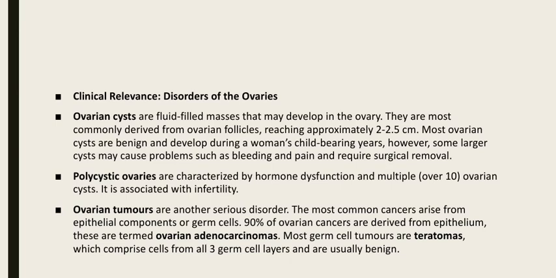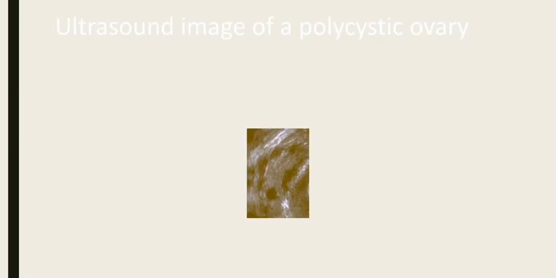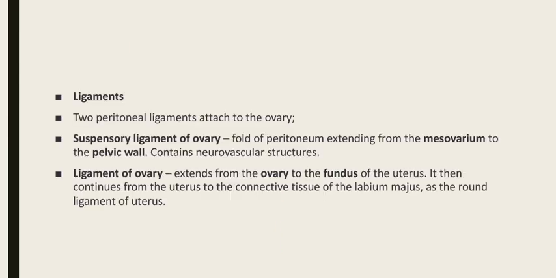Polycystic ovary. It is characterized by hormone dysfunction and multiple ovarian cysts. It is associated with infertility. Ovarian tumors. They are another serious disorder. The most common cancers arise from the epithelial components or the germ cells. 90% of the ovarian cancers are derived from the epithelium. These are termed ovarian adenocarcinoma. Most germ cell tumors, or teratomas, comprise cells from all three germ cell layers and are usually benign. This is the ultrasound image of the polycystic ovary.